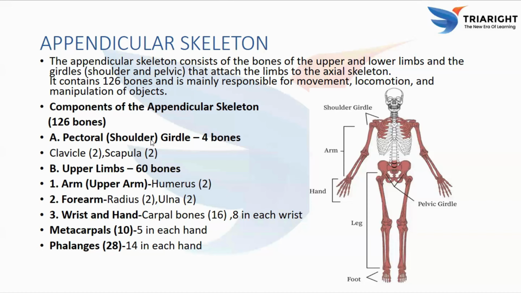Next, coming to the upper limbs. Upper limbs are made up of 60 bones. So what do you mean by upper limbs? The arm and hand. The upper arm, forearm, wrist and hand make up the upper limbs. So altogether they consist of 60 bones.